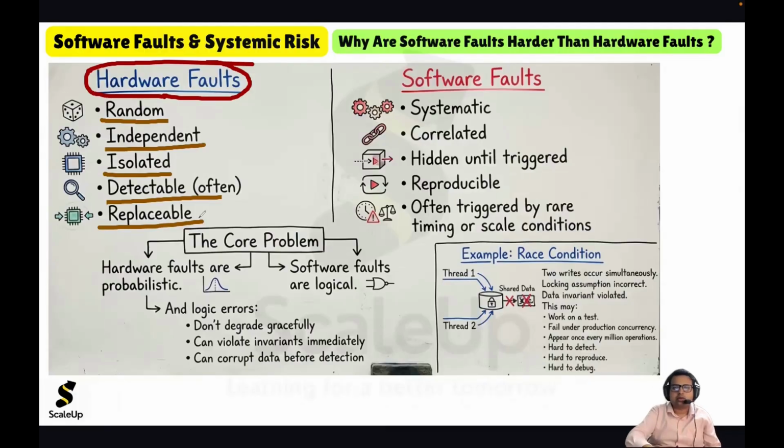We can replace it. But on the other hand, if we talk about software faults, they are systemic. They are not random. Rather, they are systemic. They are systematic.